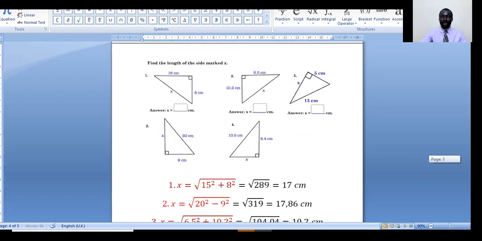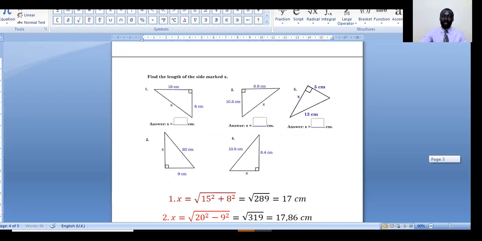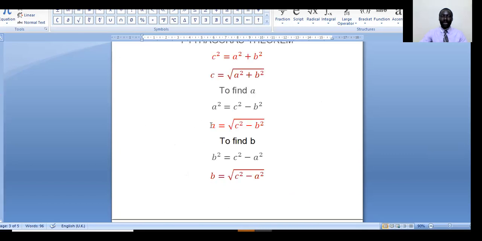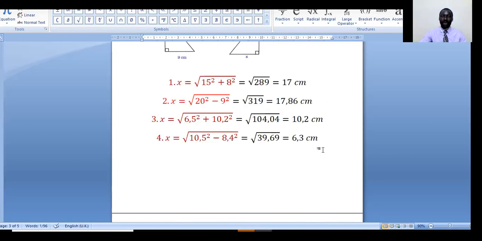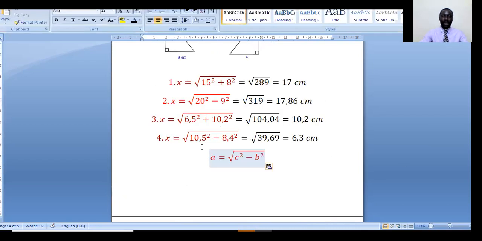Then now the last question in this case is question 5. Now in question 5, we are also supposed to find the value of x. Now notice that the longest length in this case is 13, and that is C. Now this one here is like our B, and this is like our A. And so to find the value of x, we will use the formula for A. Notice that even if we take the formula for B, we will still get the same answer. Here we are taking the formula to calculate A. So this is the formula we use.